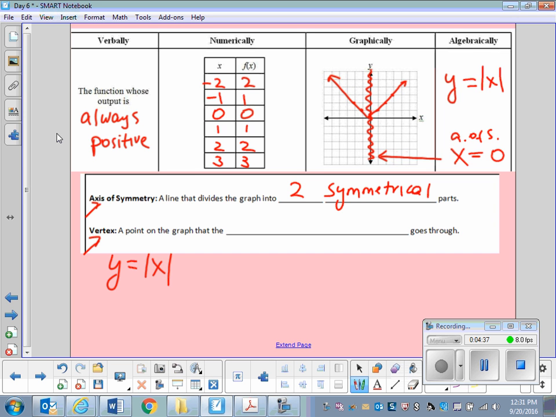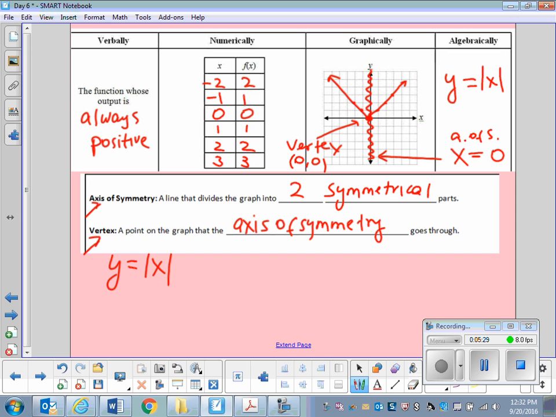So now the vertex. A point on the graph that the axis of symmetry goes through. So the point has to be on the graph, but the axis of symmetry also goes through that point. So what do you think on my graph right here, what is the vertex? What point on my graph is such that the axis of symmetry goes through it? 0, 0, right? So here is my vertex. Very good. And when I specify the vertex, I have to specify both x and y, right? So 0, 0. All good?